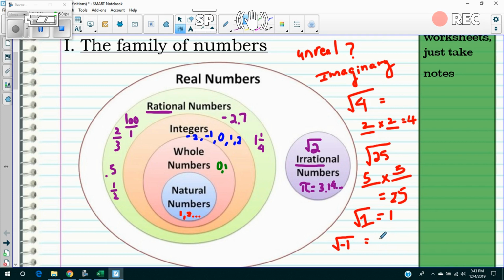So again, now we're going into 7th grade territory. So what they do is they would use the letter i to denote that this is an imaginary number. It doesn't exist for the sake of math. Okay?